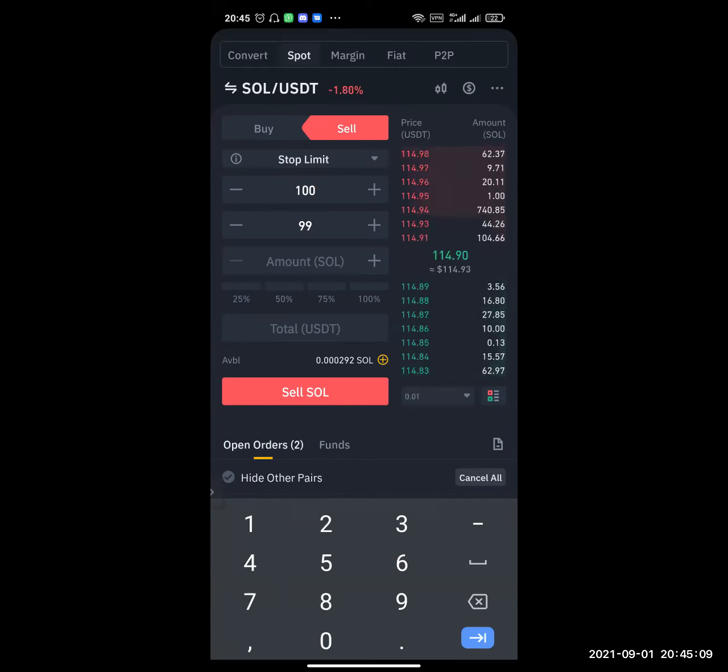So, and you don't lose anything. So you put 100 here, 99. So it triggers 100 and then it puts for you at 99. And then you put your amount and then you sell.